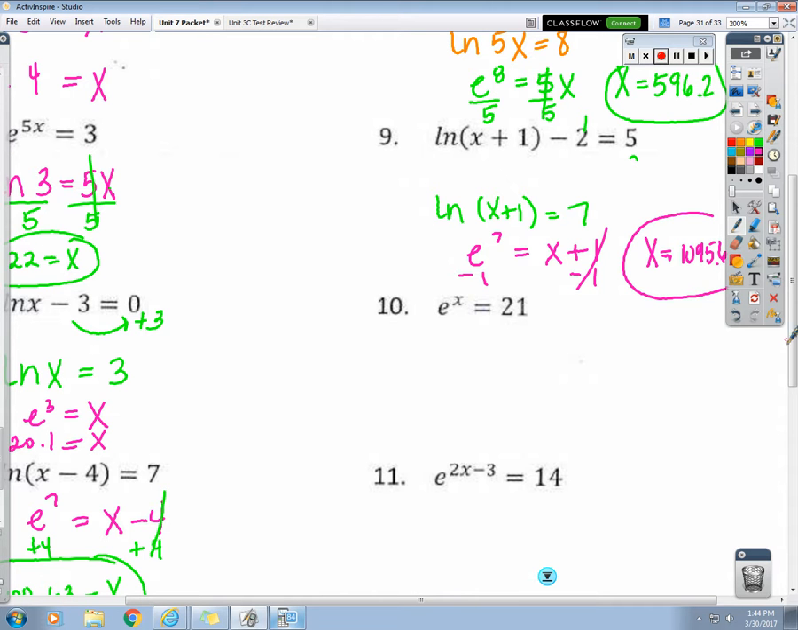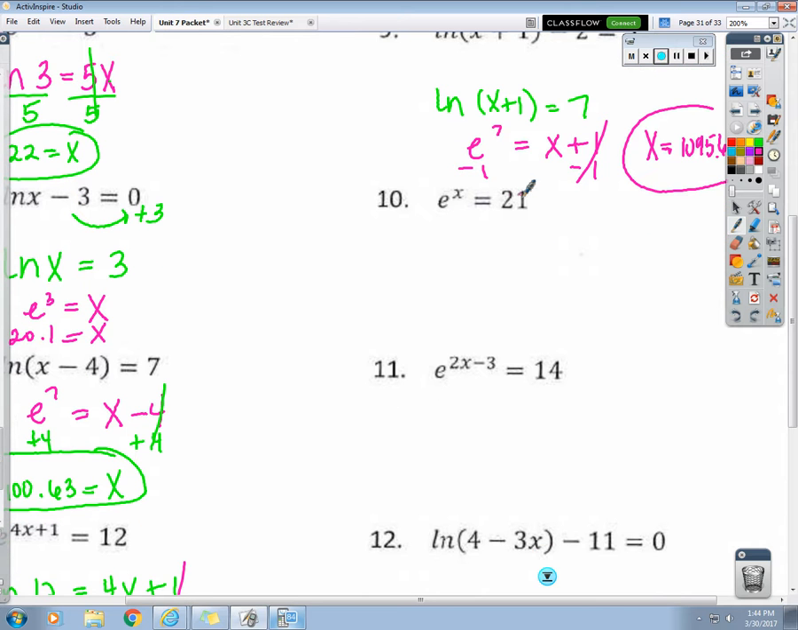Okay, number 10. It's currently in exponential form and the base is e. So when I rewrite it as a log, it will be natural log of 21 equals x, and that's the answer. But in case your answer is not in that form, you might want to type it in. What is ln 21? 3.04.